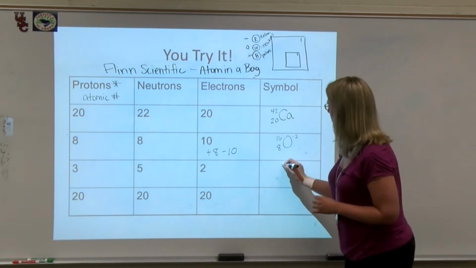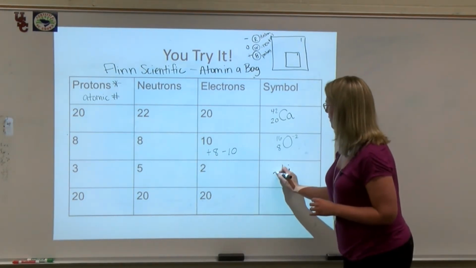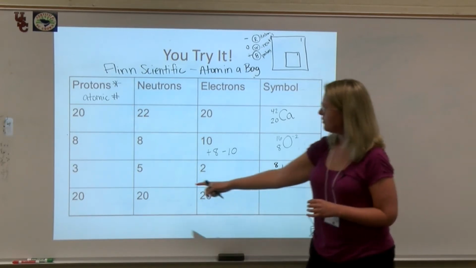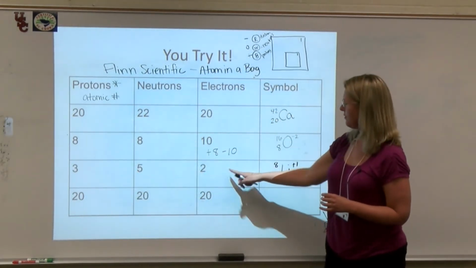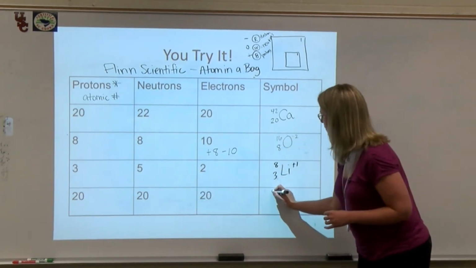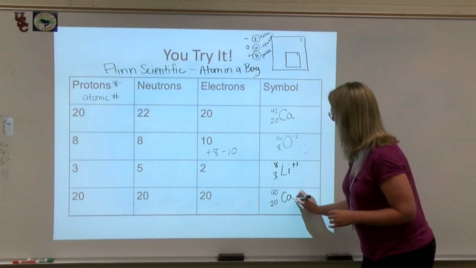Okay, so this symbol should be Li, 3, 8, plus 1, because you have 3 positives and 2 negatives, so your positive wins out. And this one should be 40, 20, calcium.